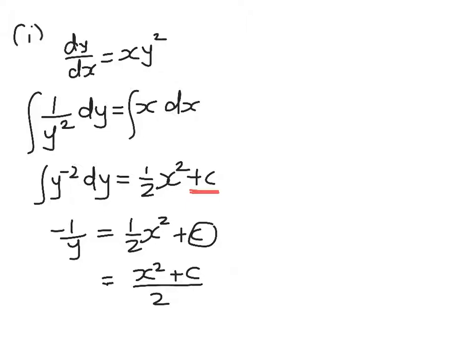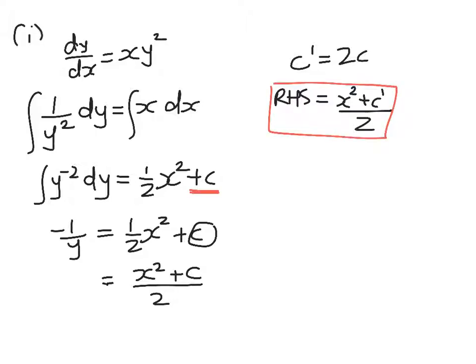If we want to be really uptight, we could let c dash equals 2c, and we could have the right hand side be x squared plus c dash on 2. But we generally don't bother with that because usually we're using a general solution to solve a problem. Okay, so we could do that, but we're not going to bother.